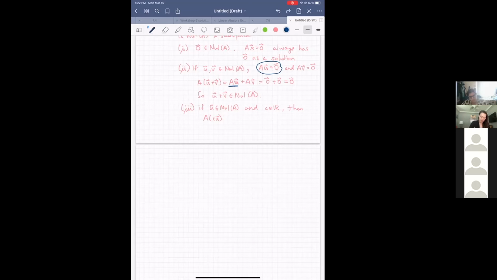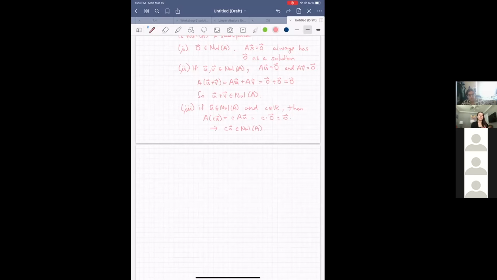Okay, so let me get rid of these. So we're looking at A times C times U, and just by properties of matrix multiplication, we can pull that constant out to the front, and it's equal to C times A times U. And we know that A times U is just 0, so you get C times the 0 vector, which is still just the 0 vector. Which means that C times U is in the null space of A.